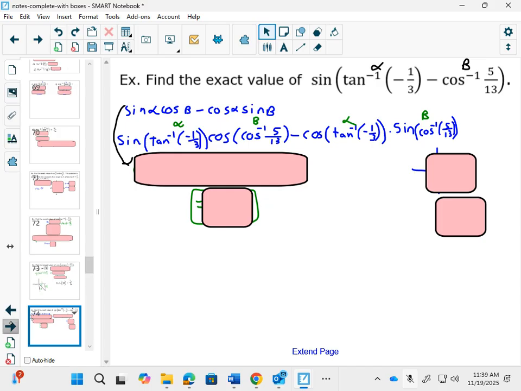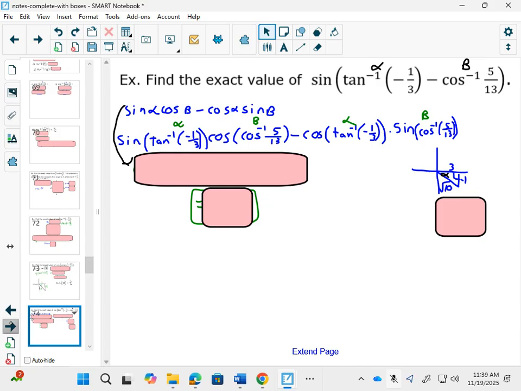But let's make this somewhat easy. Let's look at your alpha. Your alpha is tan inverse of negative 1/3. What quadrant is alpha in? It's negative for tan, so quadrant 4. Make that triangle, label the opposite over adjacent, do a squared plus b squared equals c squared, and you get the hypotenuse to be root 10.